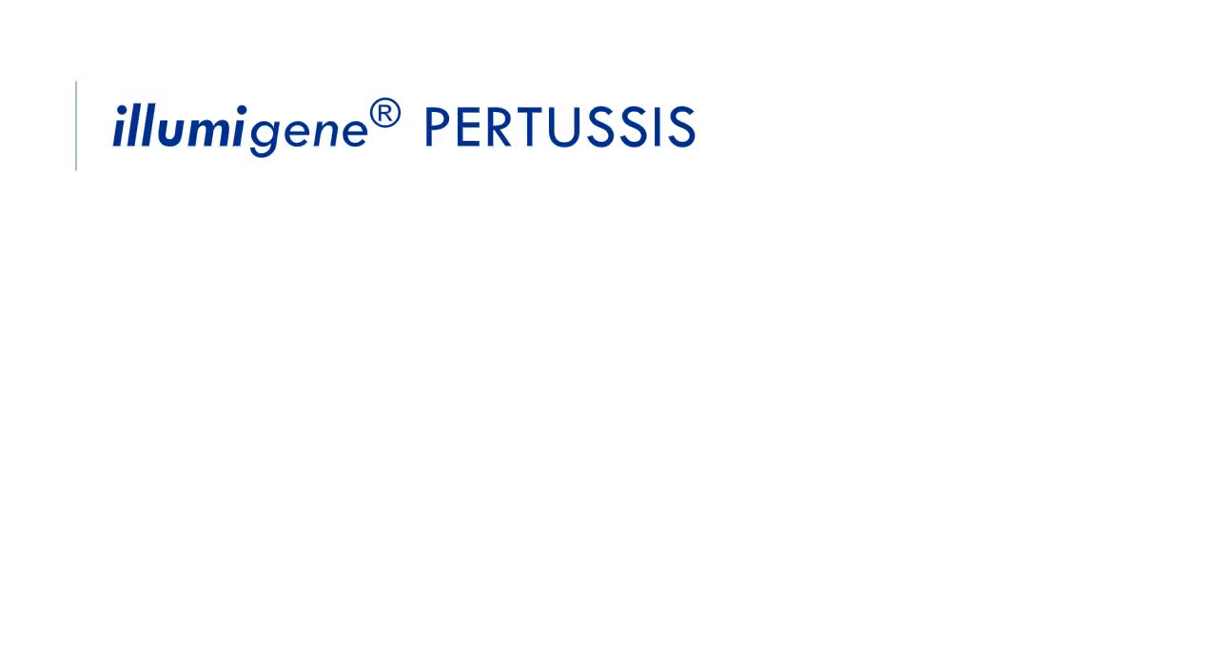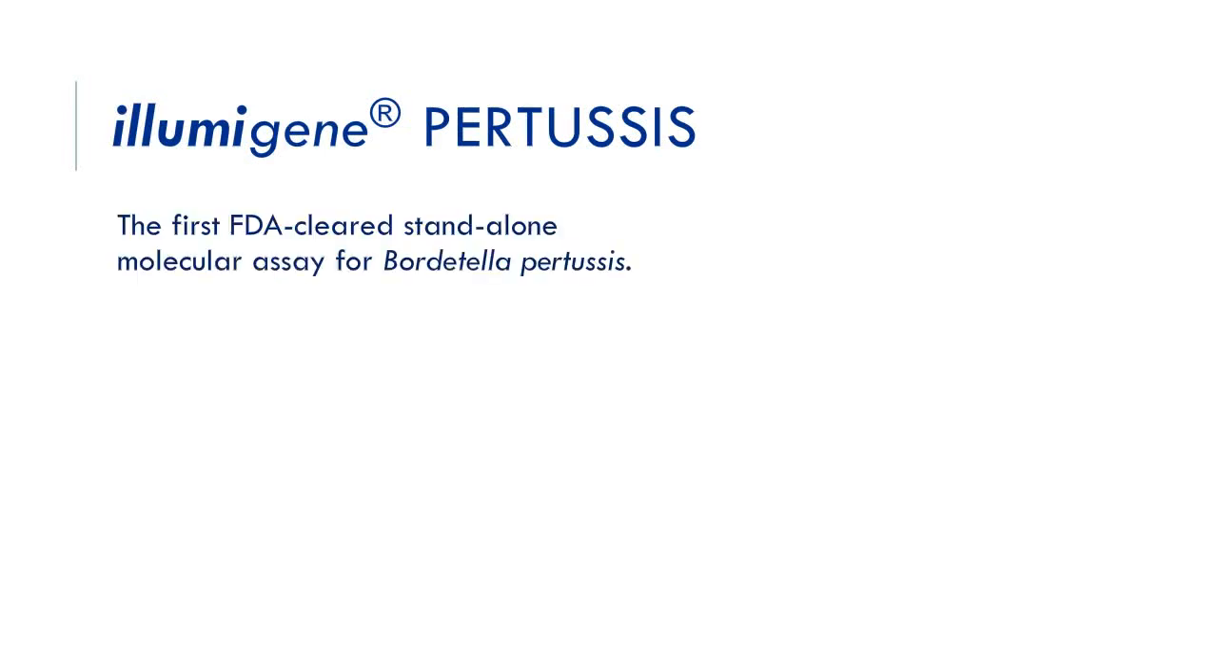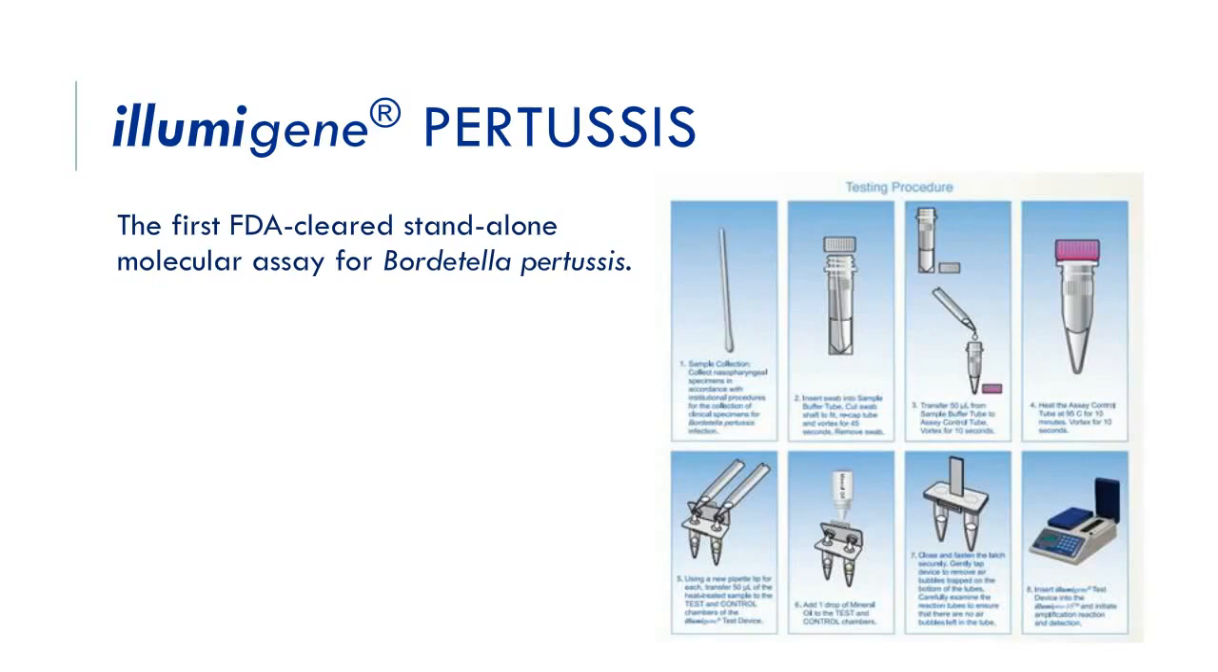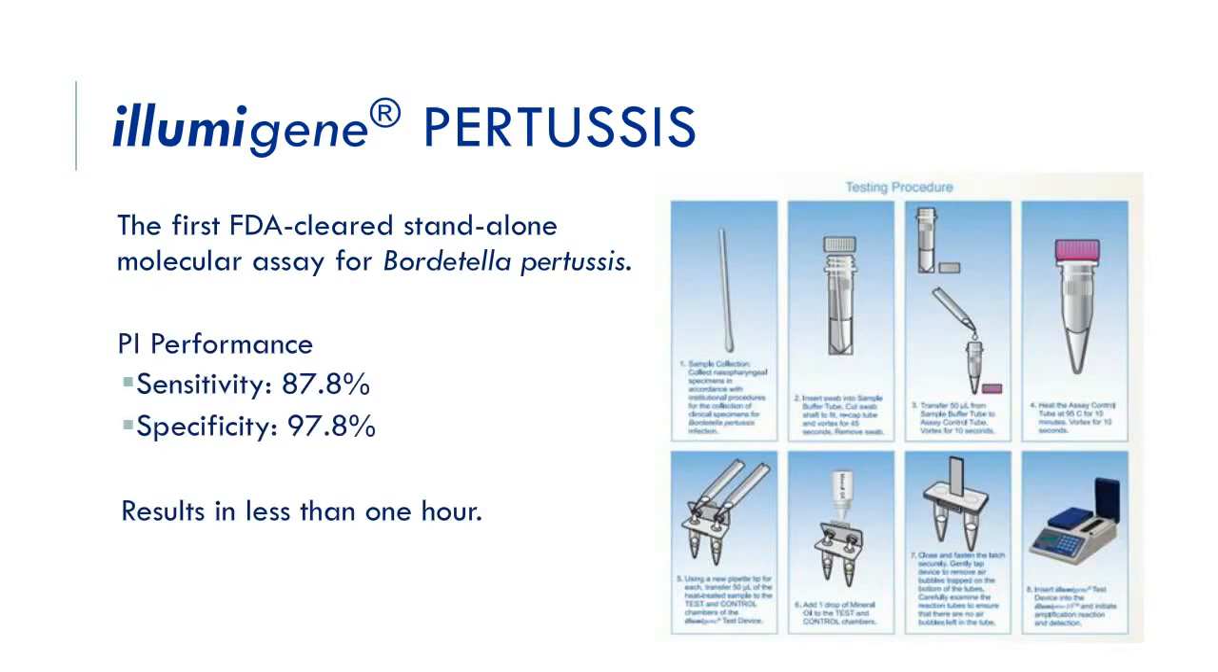So let's talk a little bit about the illumigene pertussis assay. Again, as I said, it's the first FDA-cleared standalone molecular assay for the diagnosis of Bordetella pertussis. This shows the steps utilized in the assay, and I'll go over those in a second. The package insert performance specification states that this assay has a sensitivity of about 88% and a specificity of about 98%, with results in 1 hour. Again, in our hands, we batch our testing and run a positive and negative control every day.